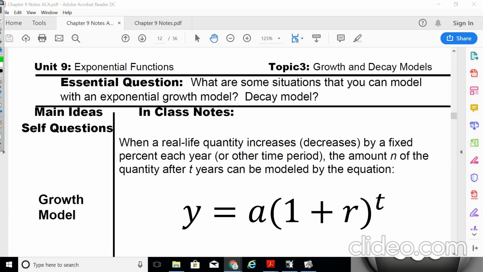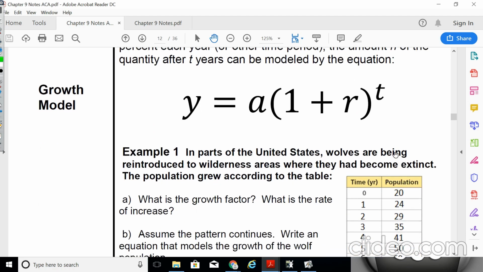Okay, today we'll begin topic 3 of exponential functions, modeling growth and decay. So what are some situations that can model exponential growth is today, and decay will be tomorrow. All right, so here is our growth model.